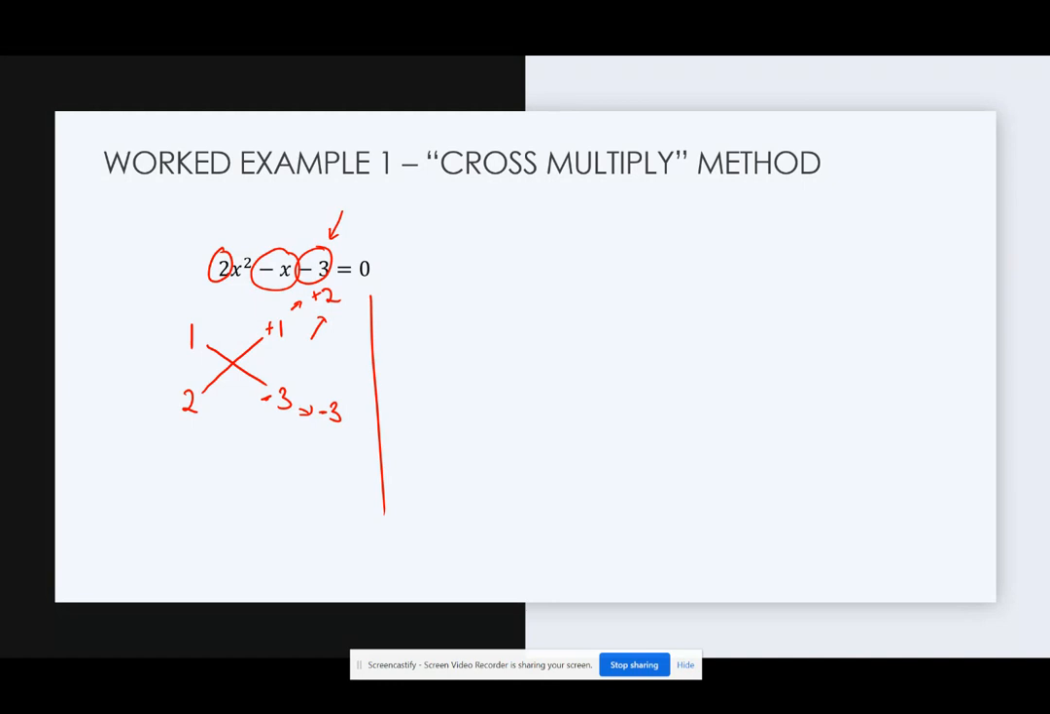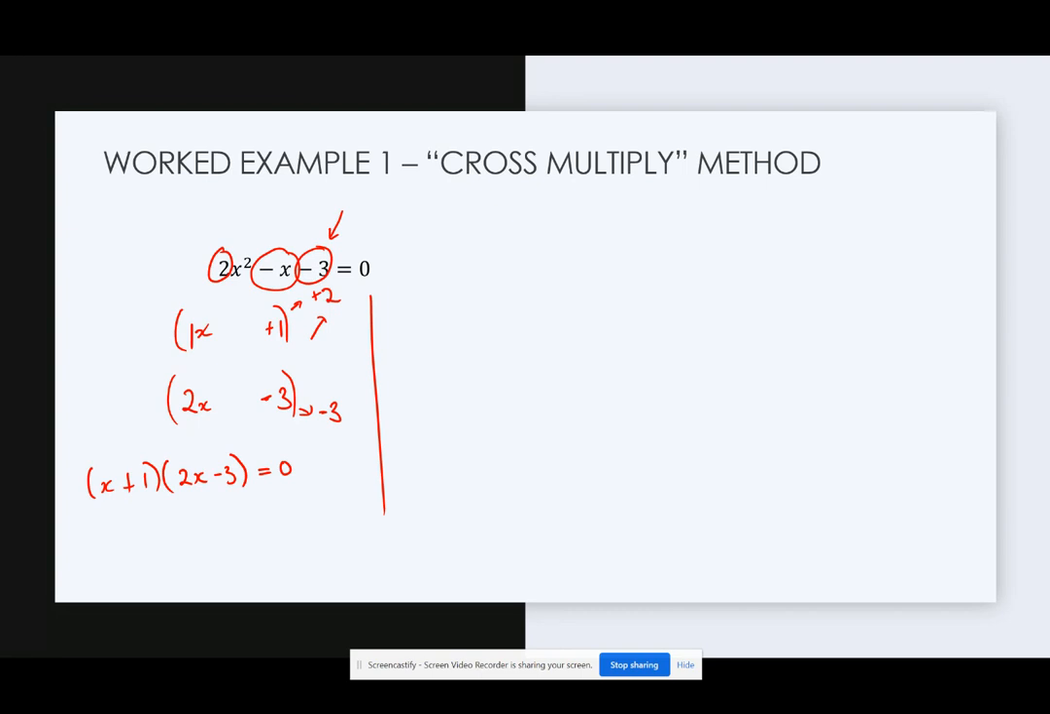Now that I have that, all I need to do is put a couple of x's on there, get rid of this cross between them, and put some brackets around it. And I've factorized it. So let's write that out a bit more nicely as x plus 1 and 2x minus 3, which is still equal to 0 because I'm solving this problem.